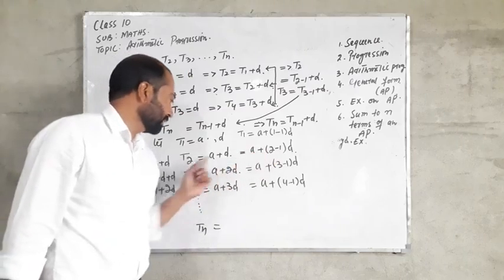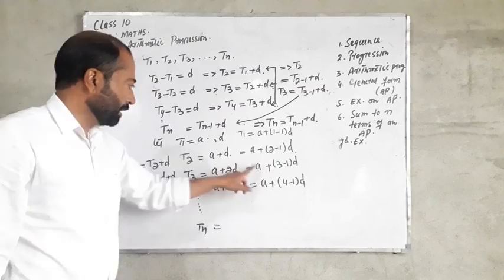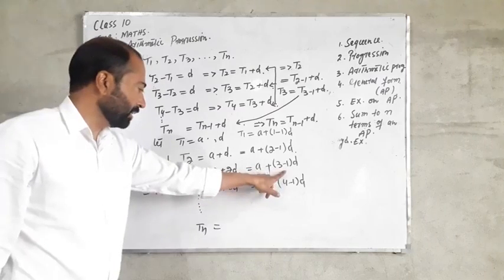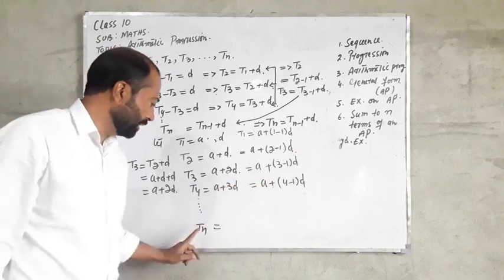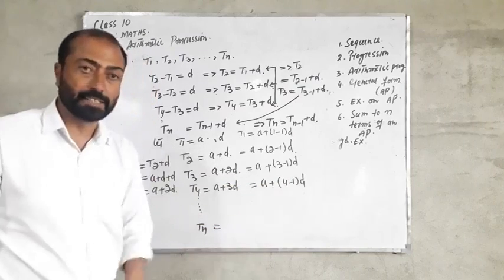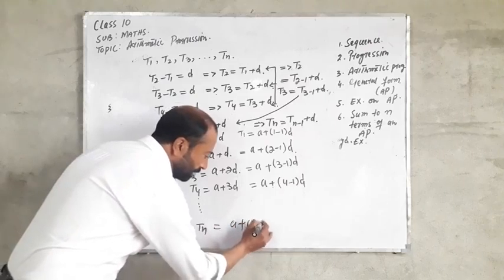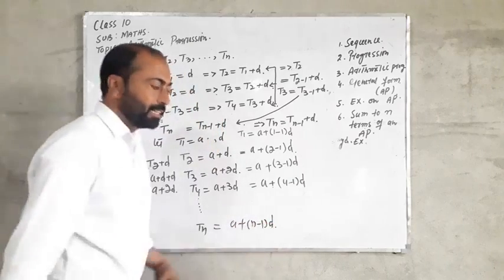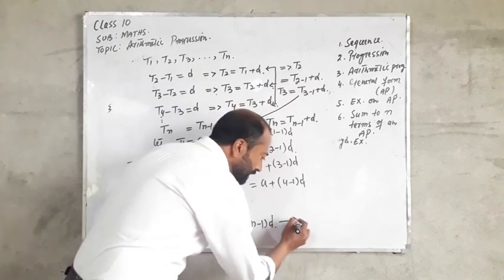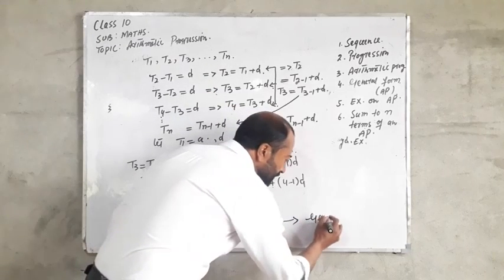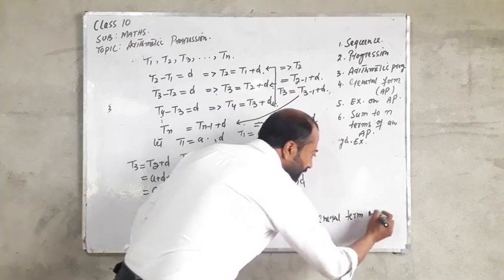Similarly, the third term is A plus subscript minus 1 into D. The fourth term is A plus subscript minus 1 into D. In the same way, you can write the nth term, that is A plus n minus 1 into D. This forms the nth term of this AP, and we call this nth term the general term of an AP.